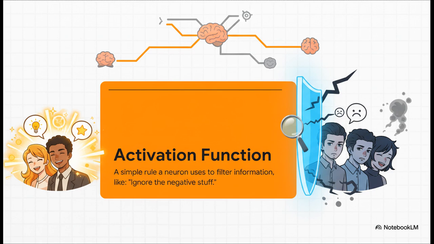So how does the network filter out all the noise? It uses something called an activation function. Honestly, just think of it like a personal rule you have for the party. You're only going to listen to your most optimistic friends. All the negative vibes, you just ignore them. That right there is the activation function at work.